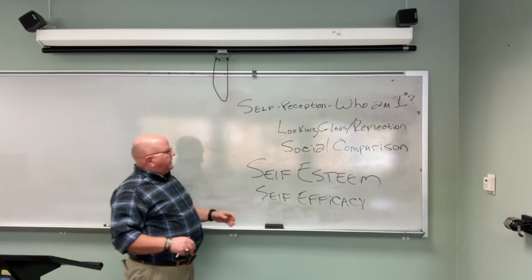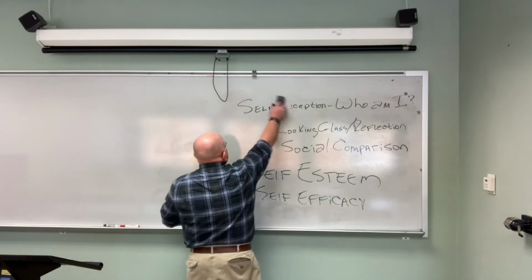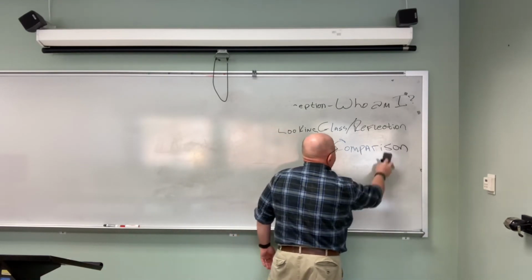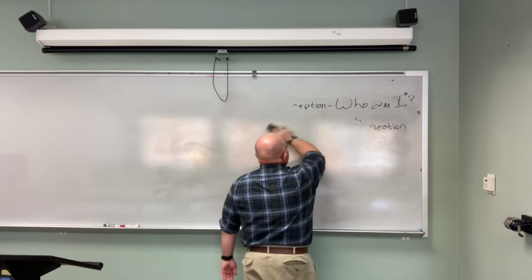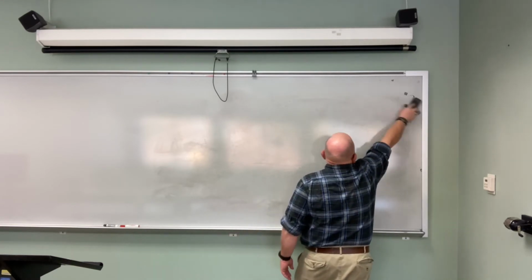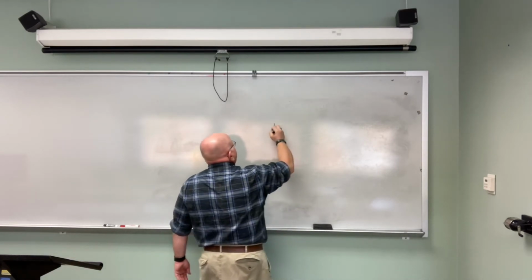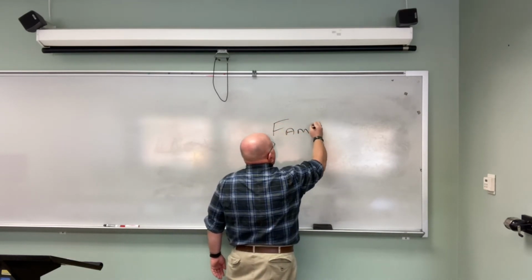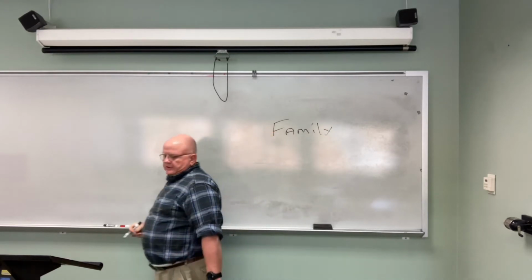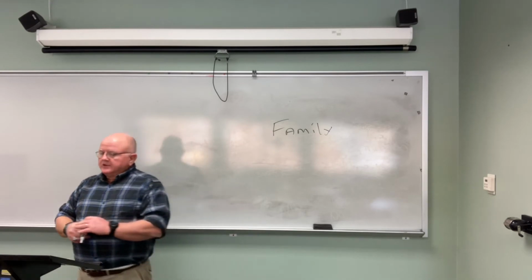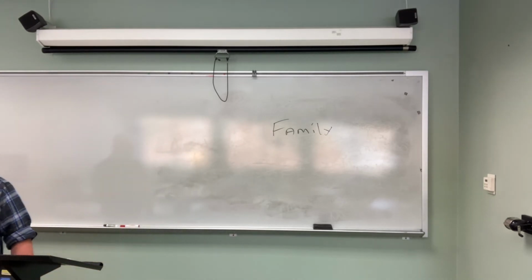So where do we get our self-esteem and our self-efficacy from? How do we form? Where do we get the data to put into the schemata that we call self-efficacy and self-esteem? Well, first of all, there's our families. Families don't always look the same. Families don't always engage each other the same way, but families are always, in some form or other, our first social groups.